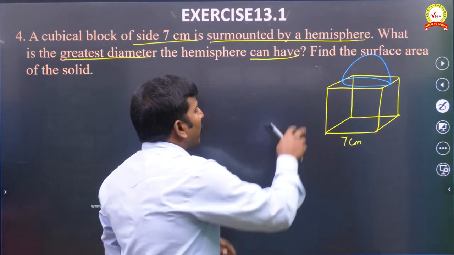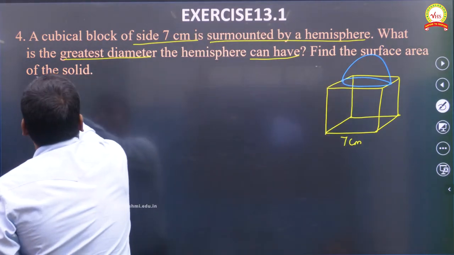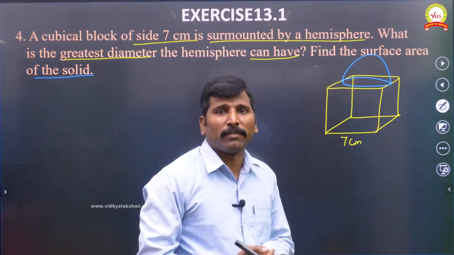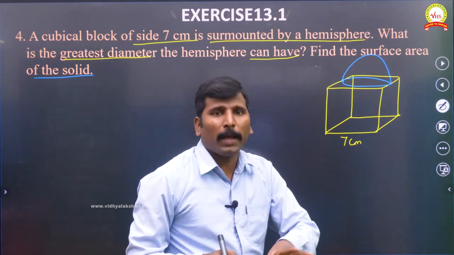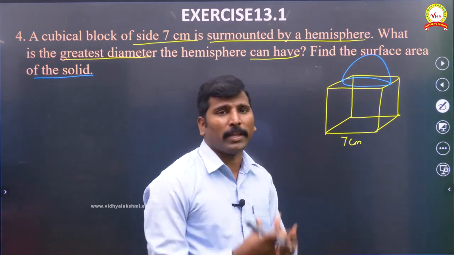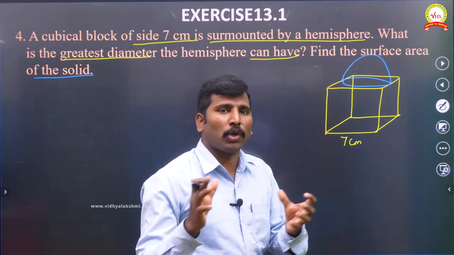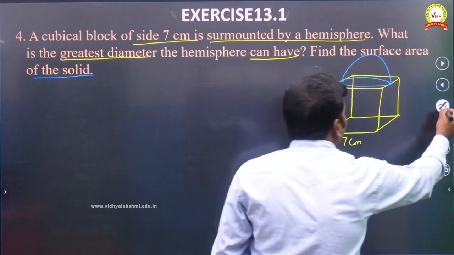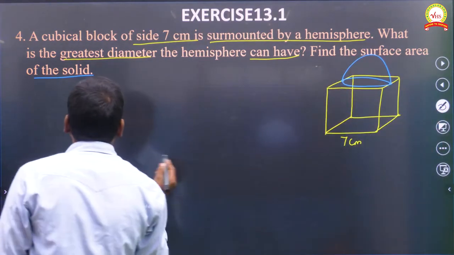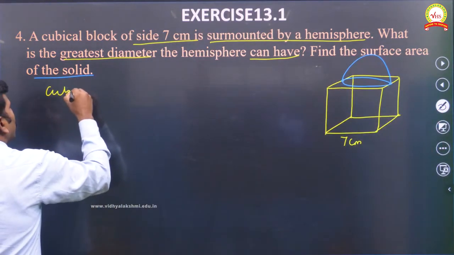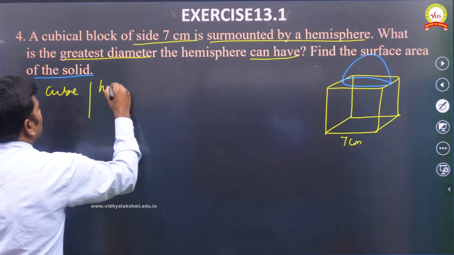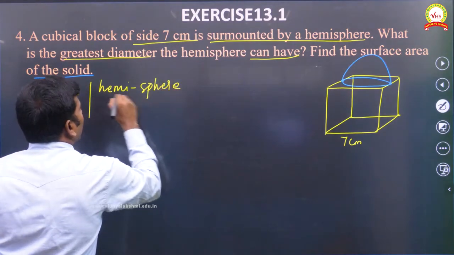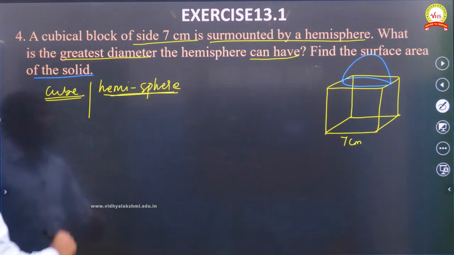Find the surface area of the solid. When it is a solid, all the visible part area we have to take. Generally we find total surface area, but with a solid, we have to take only the visible areas. So all the visible part I am going to take. So what are the things we have? First a cube, and a hemisphere also. These two together I am going to write.